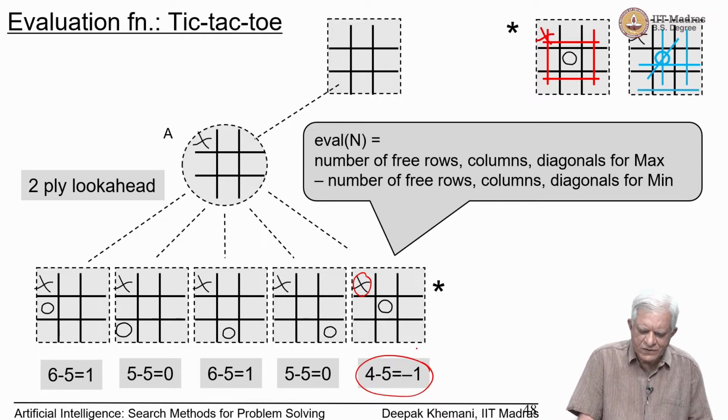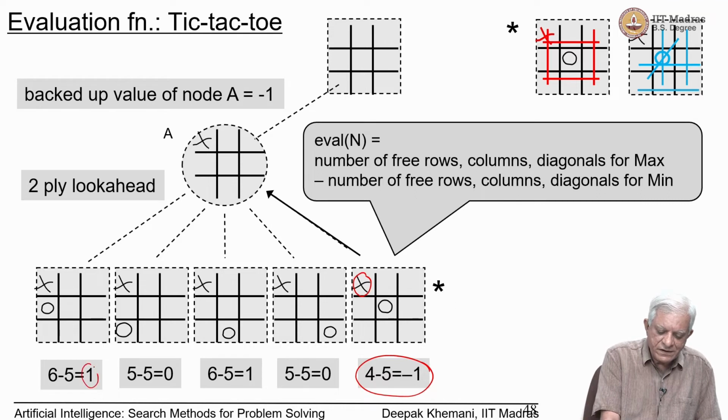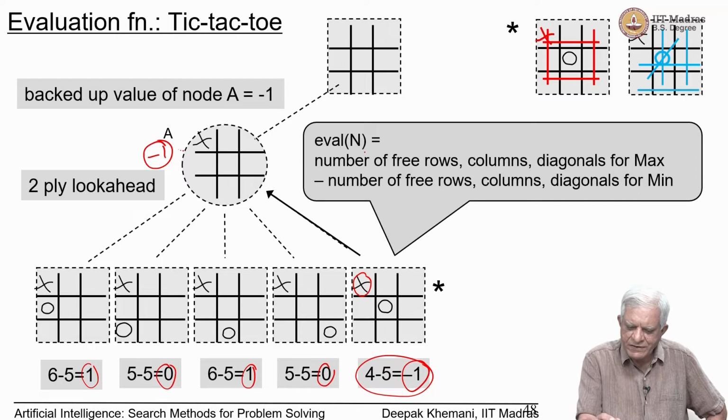So, like this we do for each of these positions and we back up the value for min. It turns out that these values are 1, 0, 1, 0 and minus 1, and because it is min, min will back up this value and say that the value of this node is minus 1. So, the evaluation function where n is any node, it is given in this call out.